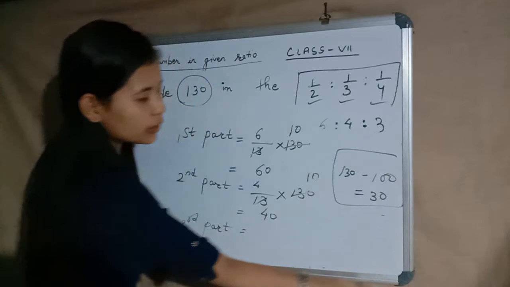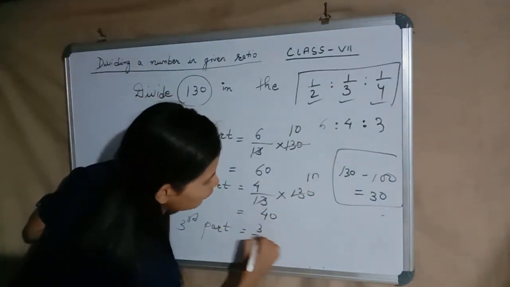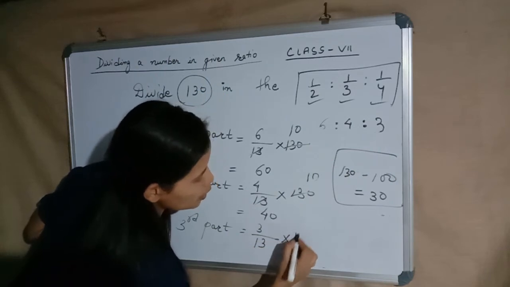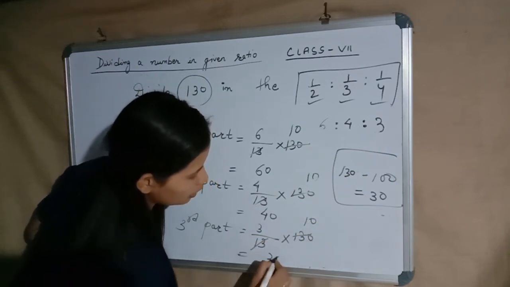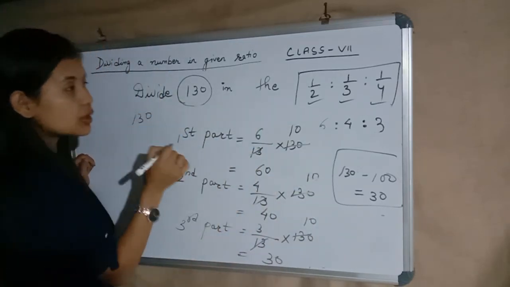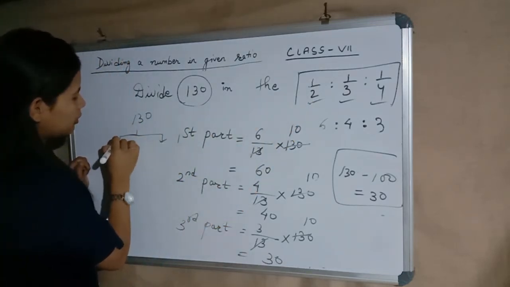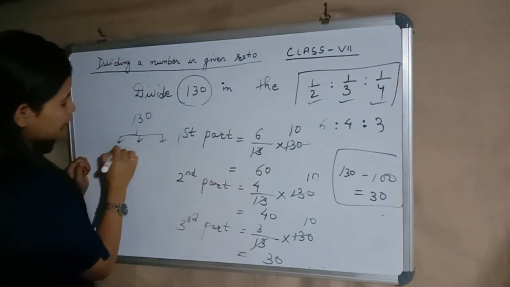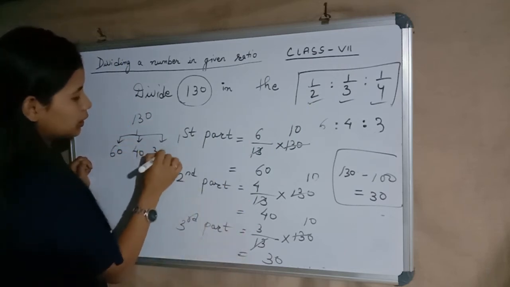Or if you're confused with this, you can again use the formula. So this is 3 divided by 13 into 130. So 13 ones are 13, 0, that is equal to 30. So when we divide 130 in this given ratio, the first part will be how much? 60. The second part will be 40. And the third part will be 30.